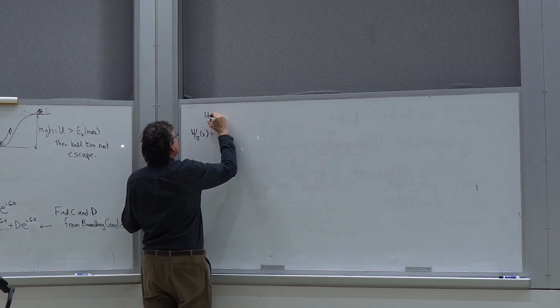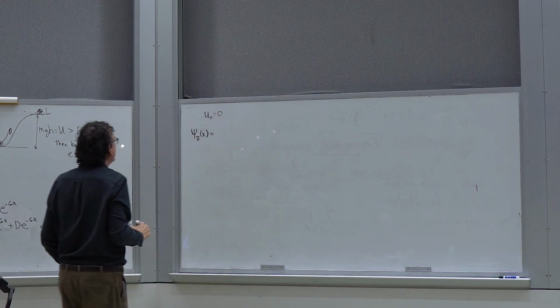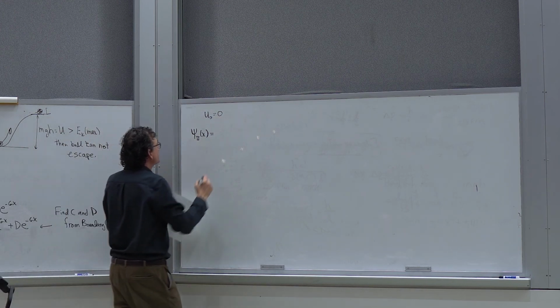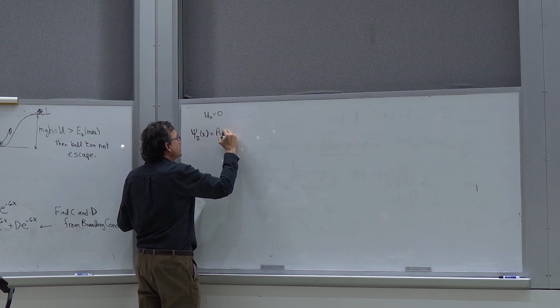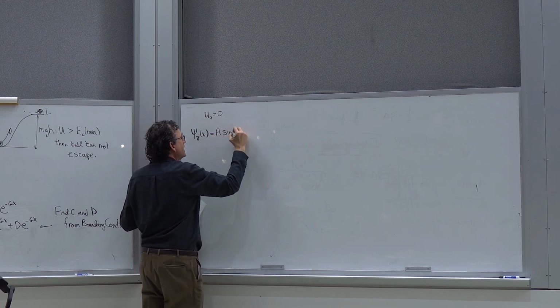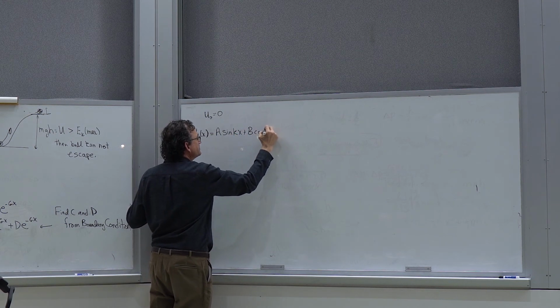We know that U0 is equal to 0, right? So now what this says is I'm basically going to get the same solution as I had before with the particle in the box, which is a sine of kx plus b times cosine of kx.